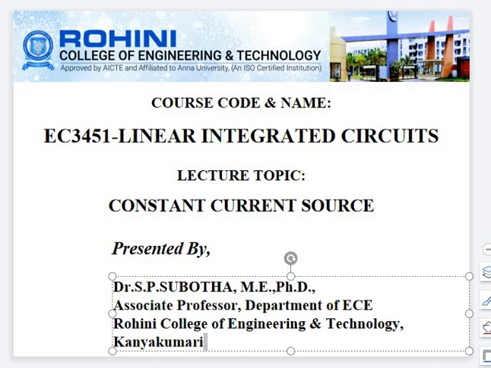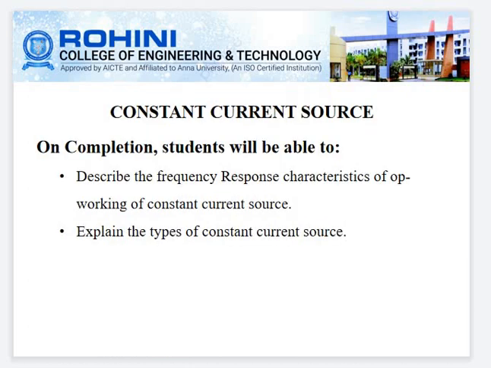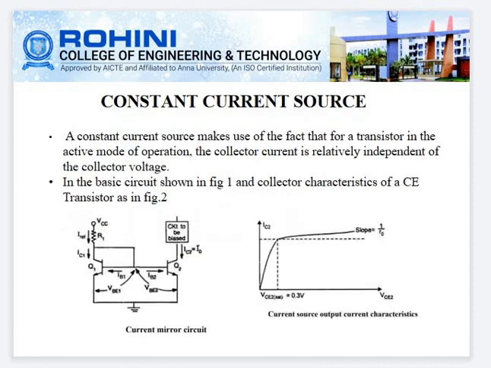Dear students, now we are going to see the subject linear integrated circuits. The subject code is EC3451 and the topic is constant current source. On completion of this topic, the students will be able to describe the frequency response characteristics of an operational amplifier working as a constant current source, and explain the types of constant current sources.